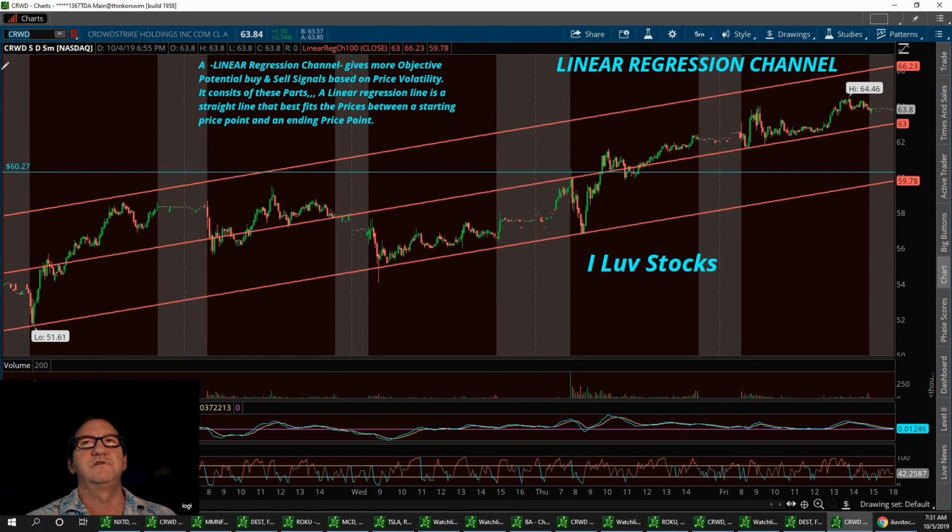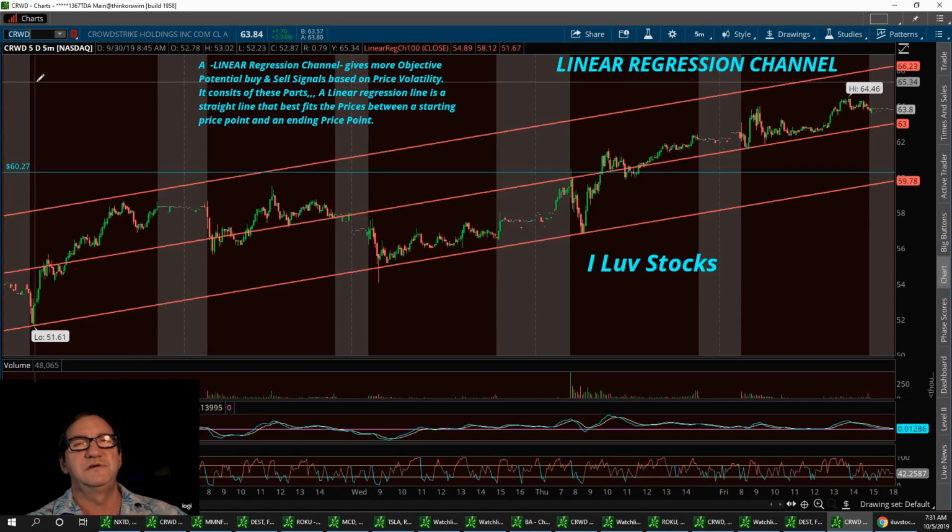A linear regression line is a straight line that best fits all prices between the starting price point and the ending price point. In other words, it gives you your supports. It gives you a pivot point where the stock decides if it wants to go up. That pivot point can also create a resistance or a support if it breaks it, and then it gives you the final resistance, which is at the top.